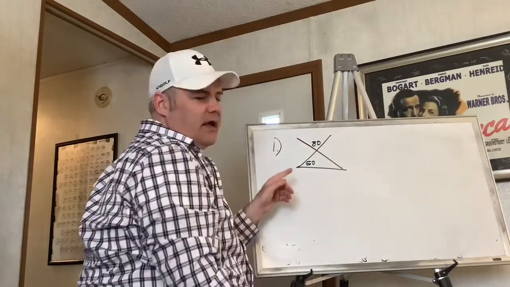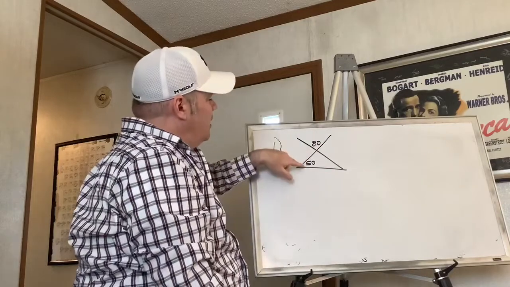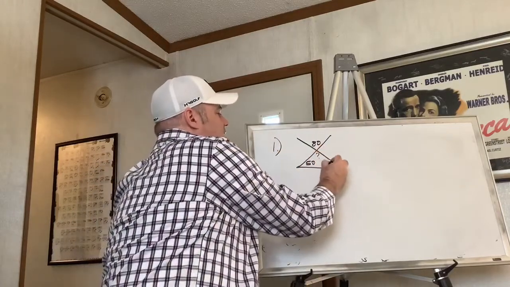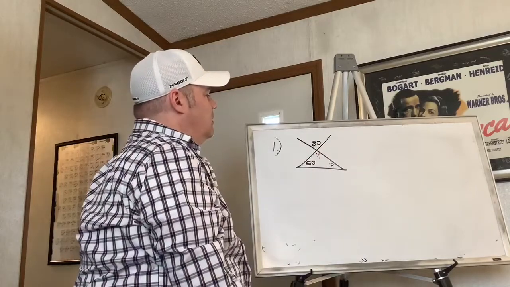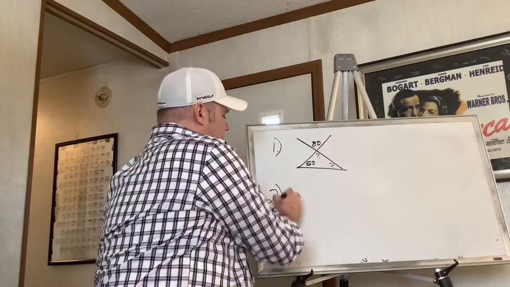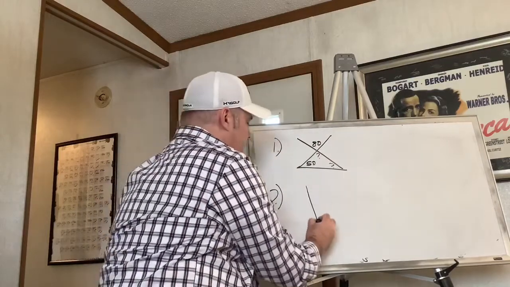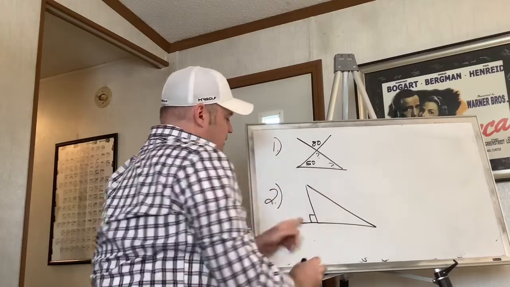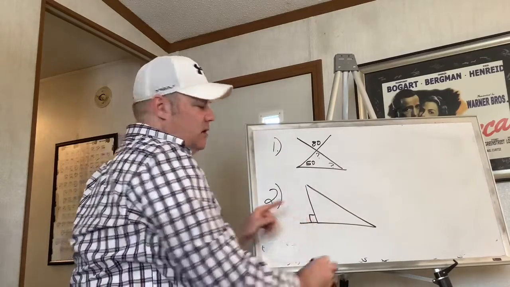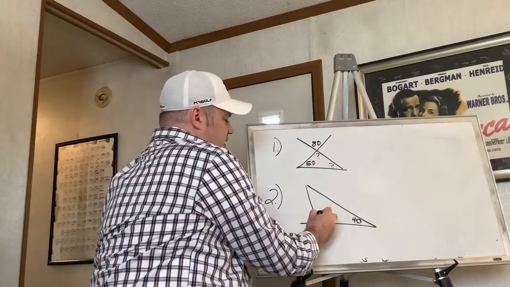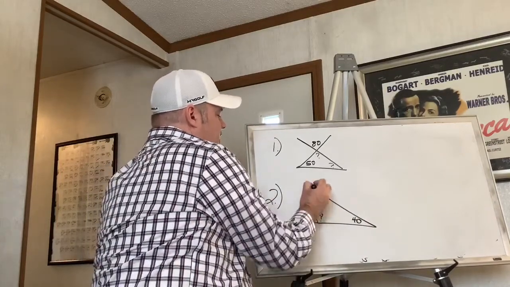So this triangle is 50, and you need to find this angle and this angle. And this is 80 up here, so that's going to help you. Number 2 is, this angle out here is 90, and this one's 40. So you need to find this angle and this angle of the triangle.